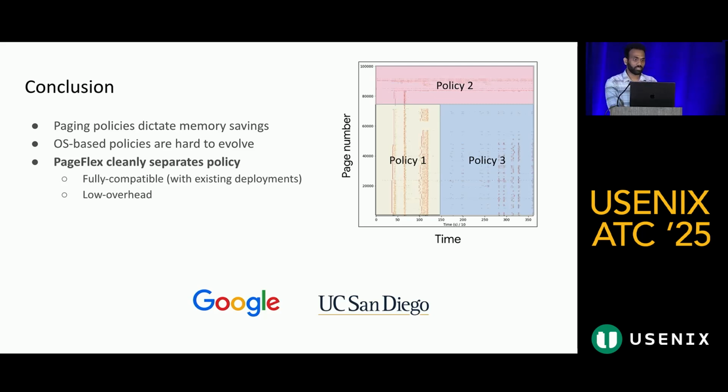To summarize, paging policies dictate how much memory you can offload to these cheaper tiers, and current systems use OS-based policies which are harder to evolve. PageFlex provides a clean separation of policy and mechanism, and it enables you to write policies outside of the OS code, while still being fully compatible with existing deployments and at a low overhead.